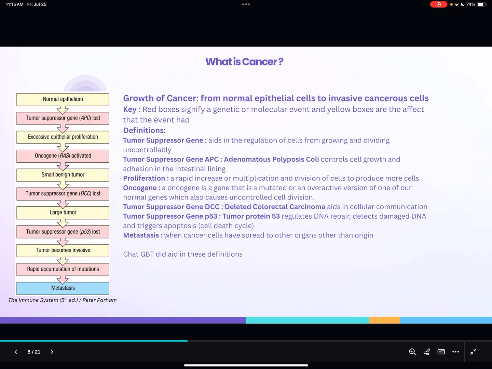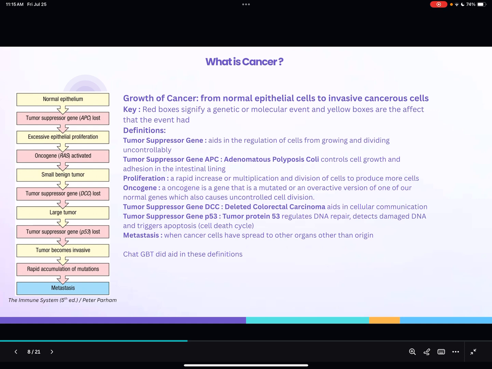So we see that these mutated cells all start off as normal epithelium, and then once the tumor suppressor gene is lost, they become excessive epithelial proliferation. So a tumor suppressor gene is a gene that aids in the regulation of cells from growing and dividing uncontrollably. But specifically the APC gene is lost, because there are different tumor suppressor genes. The adenomatous polyposis coli is going to control the growth and adhesion in the intestinal lining.